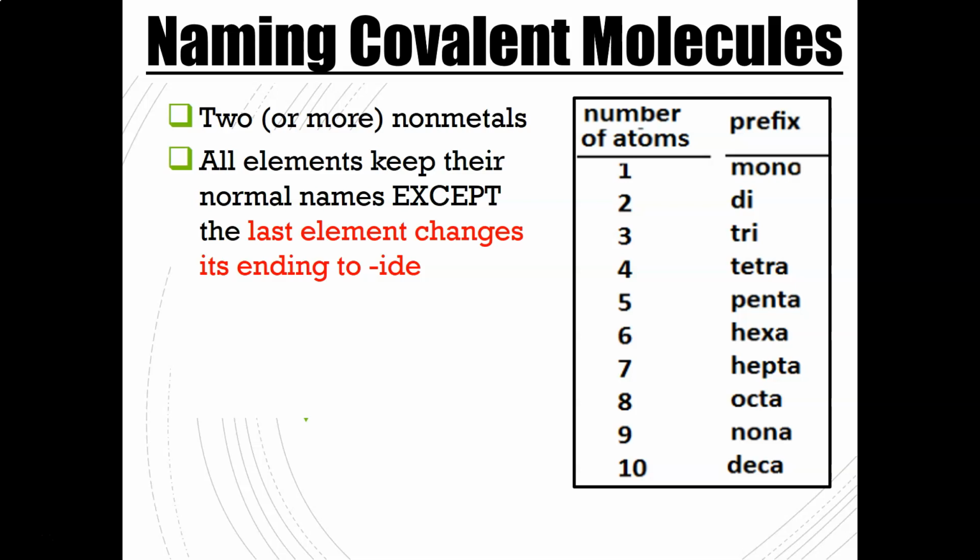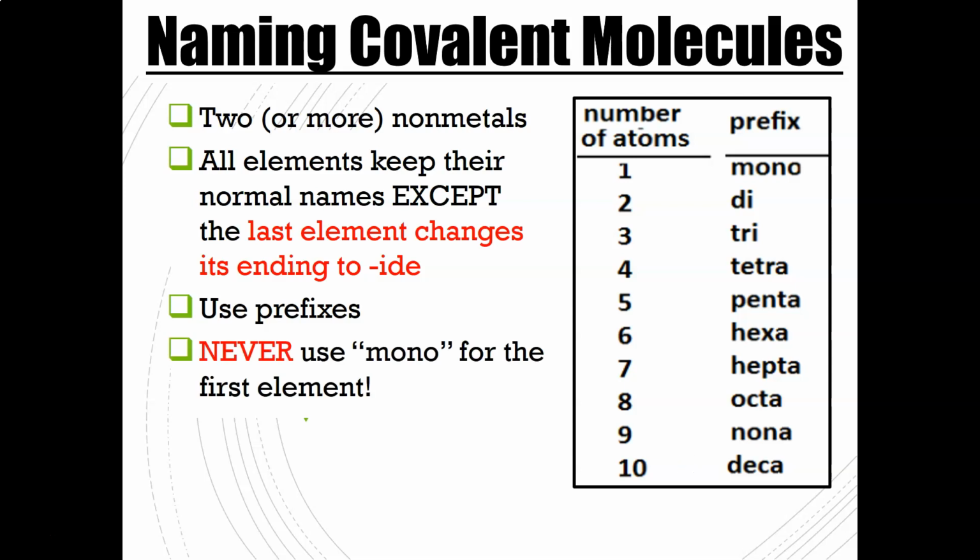So what we'll have to do is memorize some prefixes. You need to memorize 1 to 10. Those prefixes will tell people how many atoms you have. A small thing to keep track of is that we never say mono for the first element, okay? So if I have CH4, it would be carbon tetrahydride. I don't say monocarbon, okay? You can say mono if it's the second element or the third element or the fourth element, but not if it's the first one.